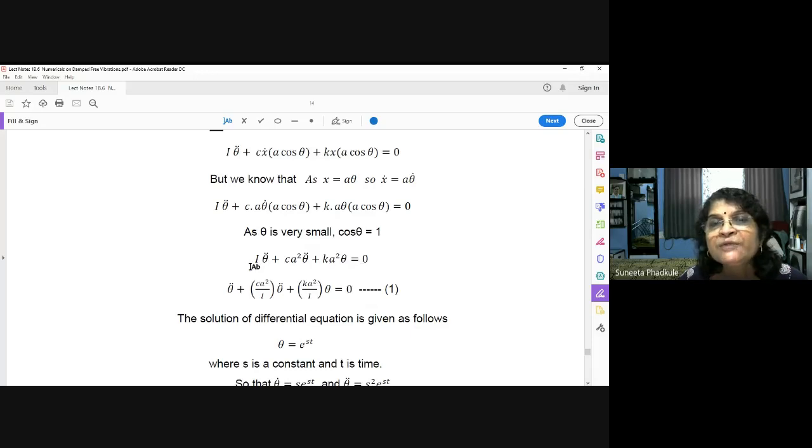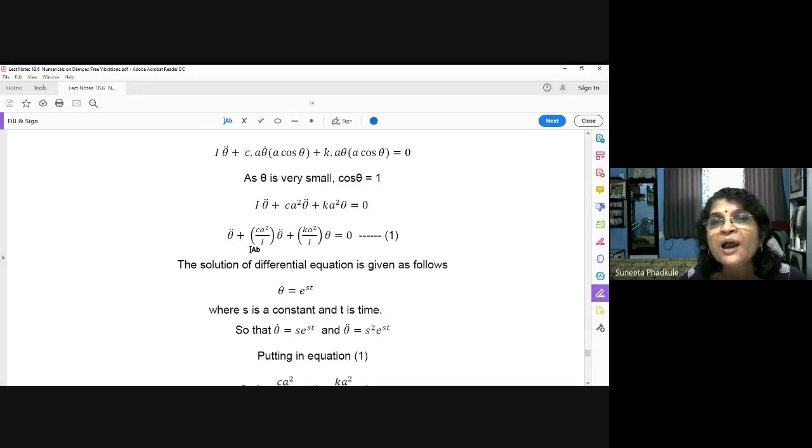So what is your equation of motion? See, this is I theta double dot plus C A square theta dot plus K A square theta is equal to 0. Okay, divide by I. So theta double dot plus C A square upon I into theta dot plus K A square upon I into theta is equal to 0.